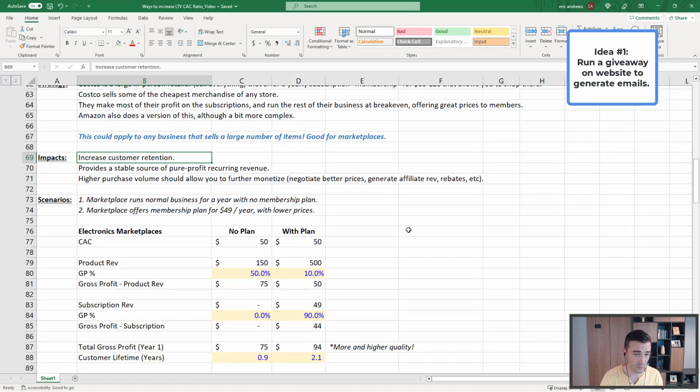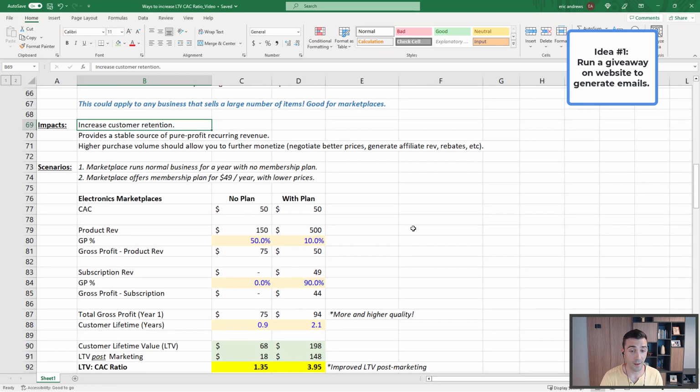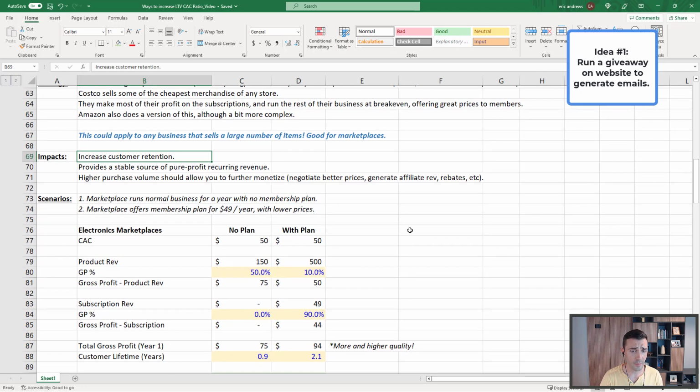So impacts, this will increase customer retention because people will want to come back year after year and buy more and more and keep being members and buy more and more of your product. The other benefit is this provides a stable source of basically pure profit, recurring revenue. Recurring revenue is great. It's predictable. You can see your cash flow and you can predict it before it comes in. And then the higher purchase volume can also allow you to further monetize your customers. So you can probably negotiate better prices. Maybe you can generate some affiliate revenue. Sometimes you can get rebates. There's a lot of ways that you can make money when you get big volume.